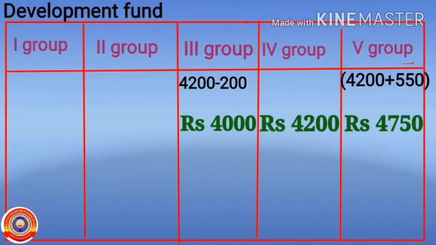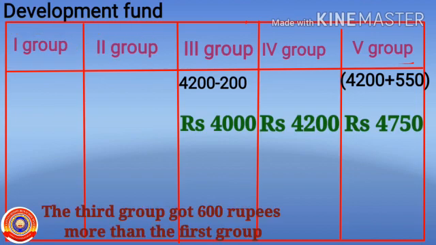Which group's funds are remaining? First group and second group. Look, here is a clue. The third group got 600 rupees more than the first group. How much amount was raised by third group? Yes, 4000 rupees. To find out the amount raised by first group, just subtract 600 from 4000.